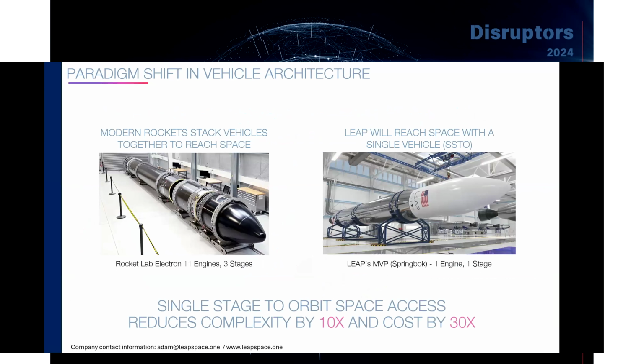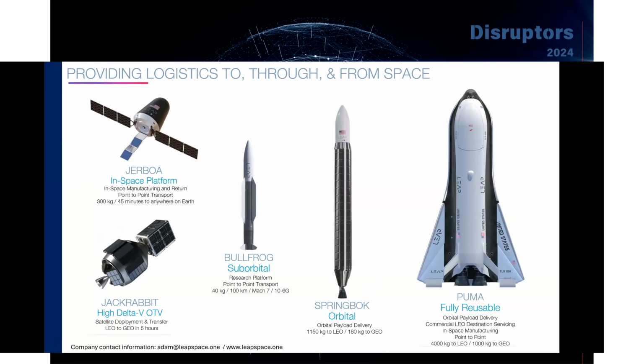For a practical example, Rocket Lab's Electron has 11 engines and 3 stages. We can deliver 1,000 kilograms to LEO with a single engine, single stage. That's our Springbok vehicle pictured here on the right. It's just a rendering. I know it's a really good rendering, but it doesn't exist yet. We're going to be bringing that online around 2027.